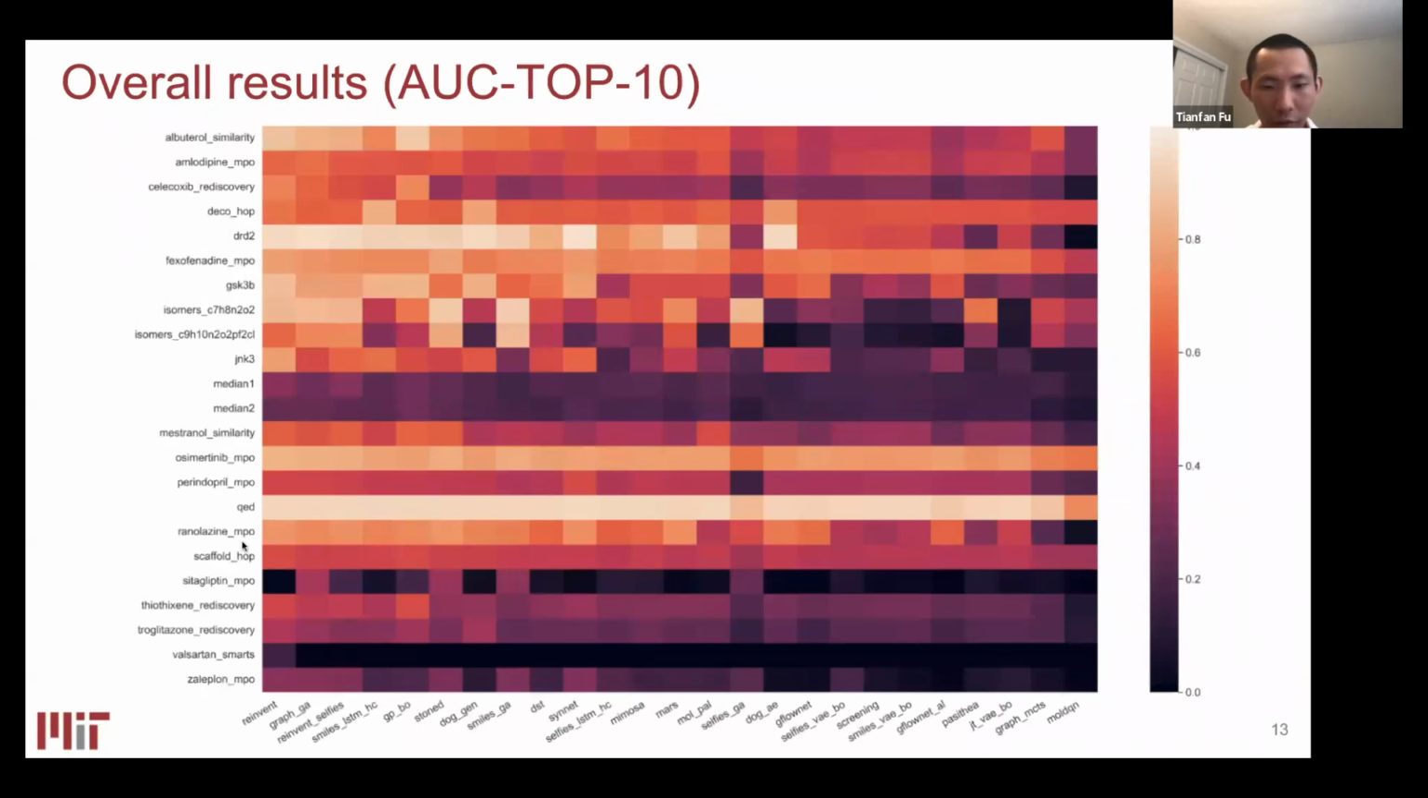For all the 25 methods, we conduct the experiment on all the 23 oracles. On each oracle, we conduct 5 independent runs and report the average AUC top 10 scores, which consider not only the top molecule, but also the sample efficiency. We plot all the results in the heat map and rank these methods.